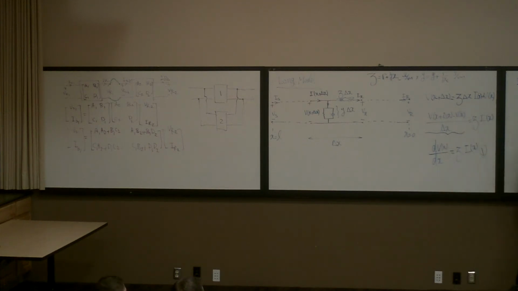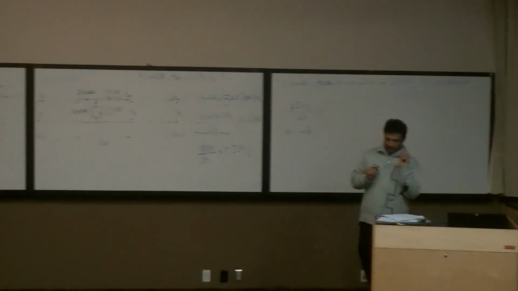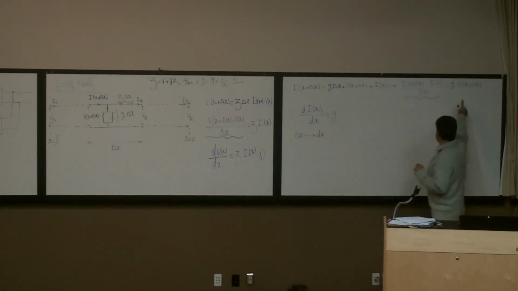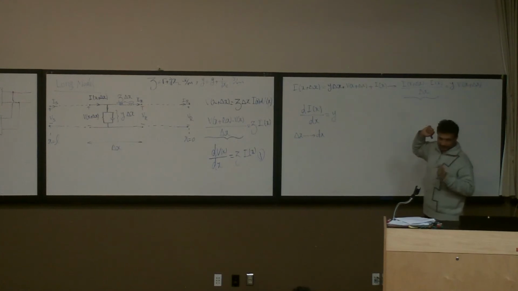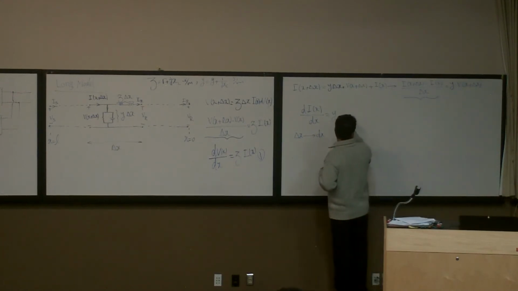So this one is dI over dx. dI over dx is going to be 1 basically, when delta x goes toward dx. Think about it. Delta x going to dx means it's very small, right? Very small. I can say x plus delta x is going to be what? x, right? So basically it's going to be y.